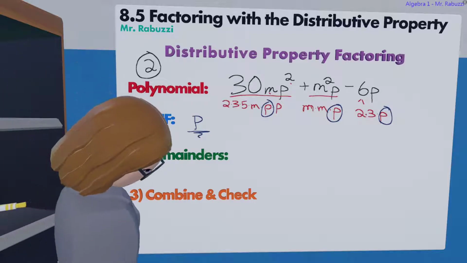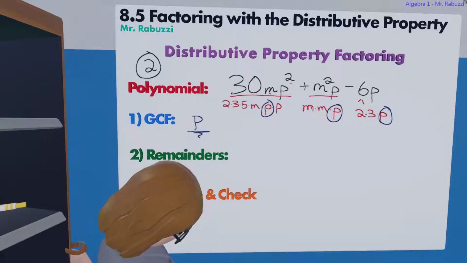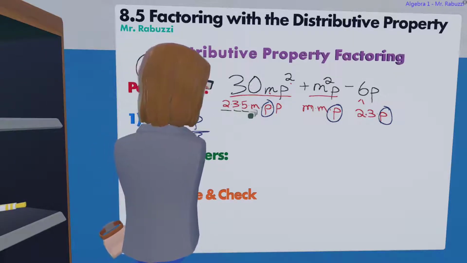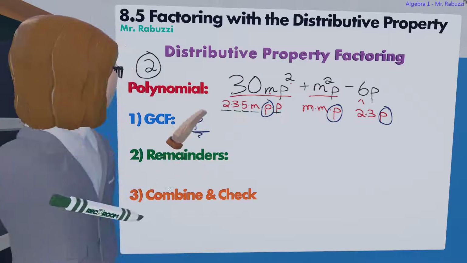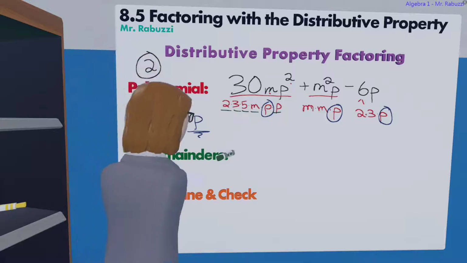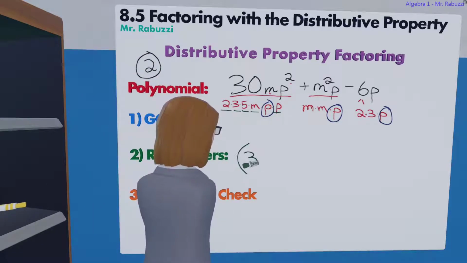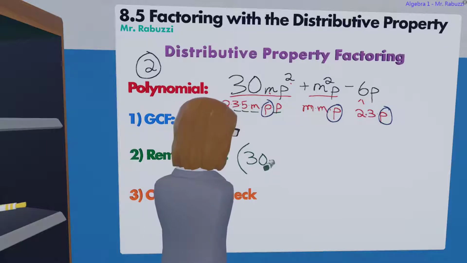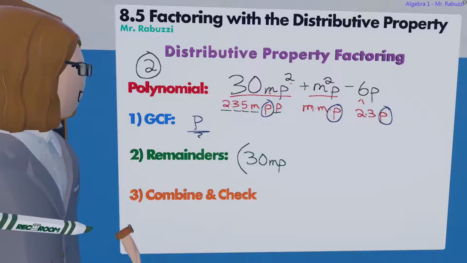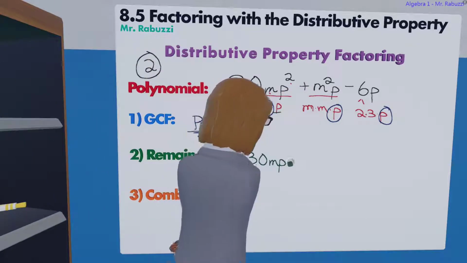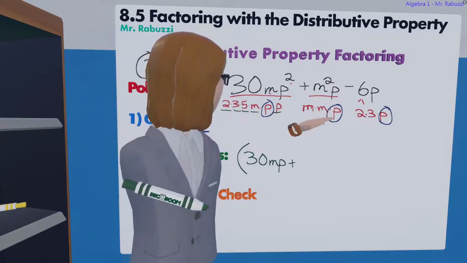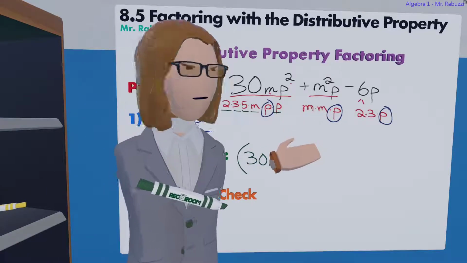Now we check our remainders. We should have a lot of remainder since we only took out a P. We have 2, 3, 5, M, and P. 2 times 3 times 5 is 30, MP. So we've got 30MP plus M times M is M squared.